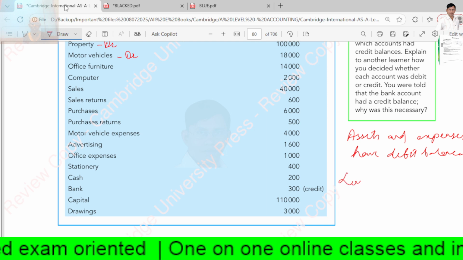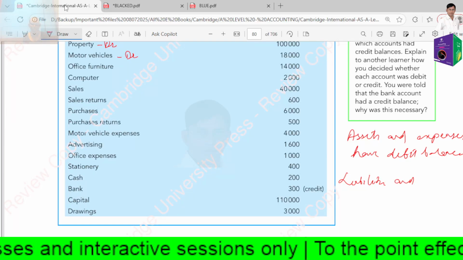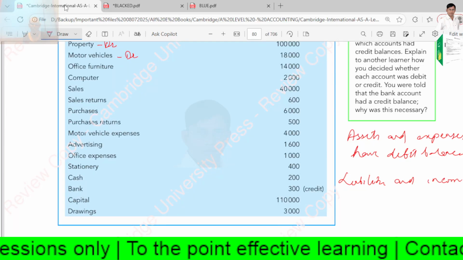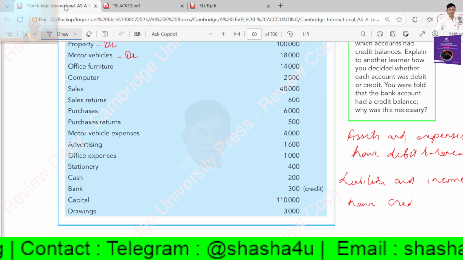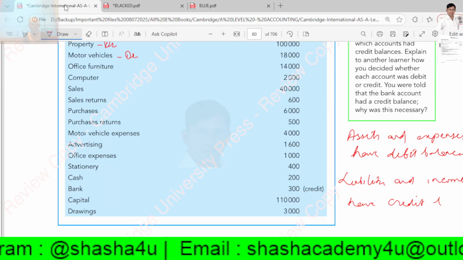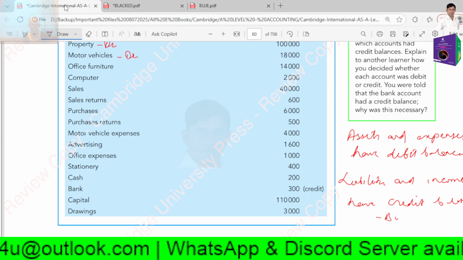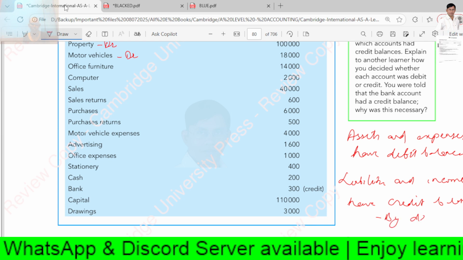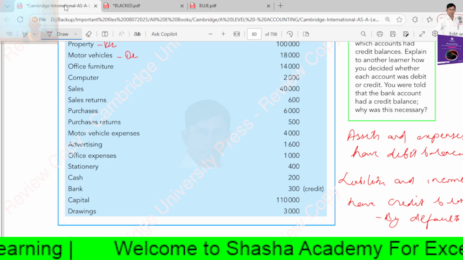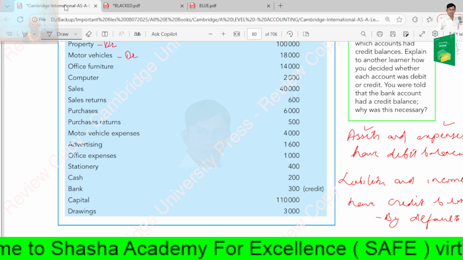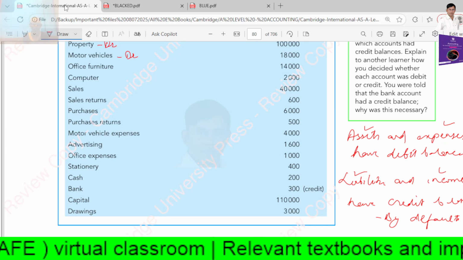Similarly, liabilities and income or revenue have credit balances. By default, assets and expenses are always debit balances. Liabilities and incomes are always credit balances by default.